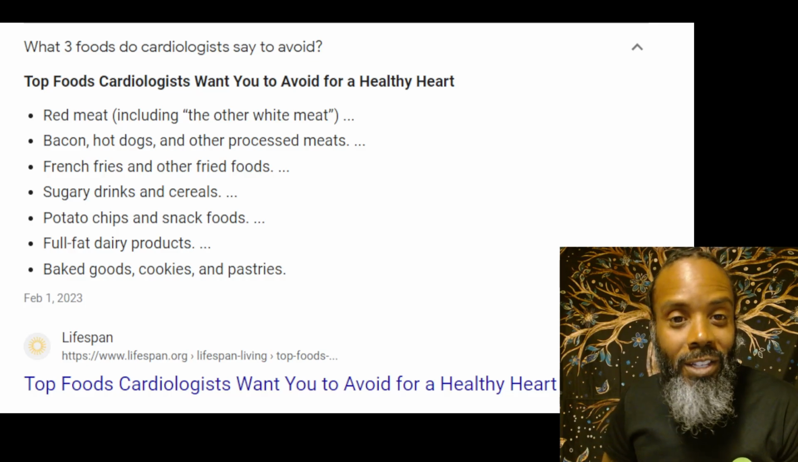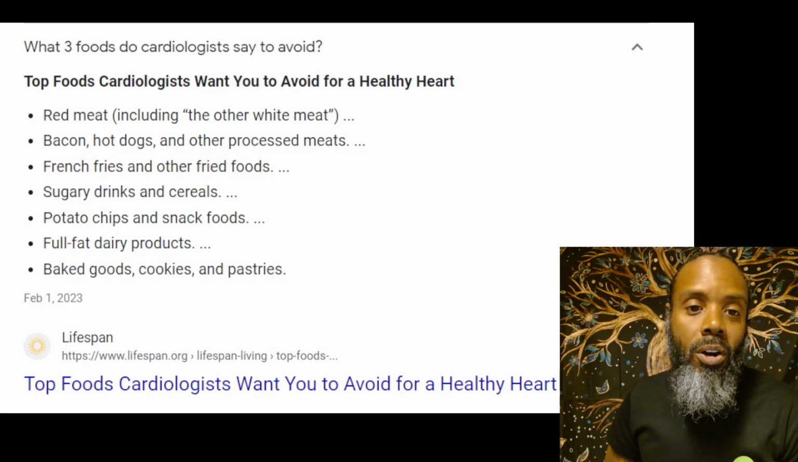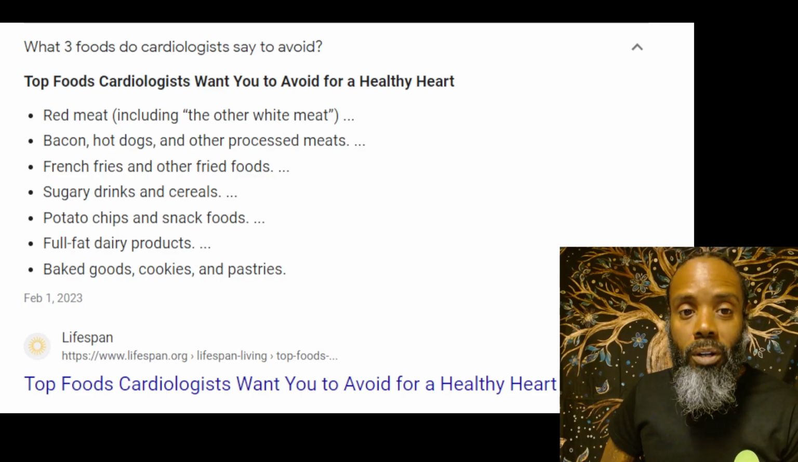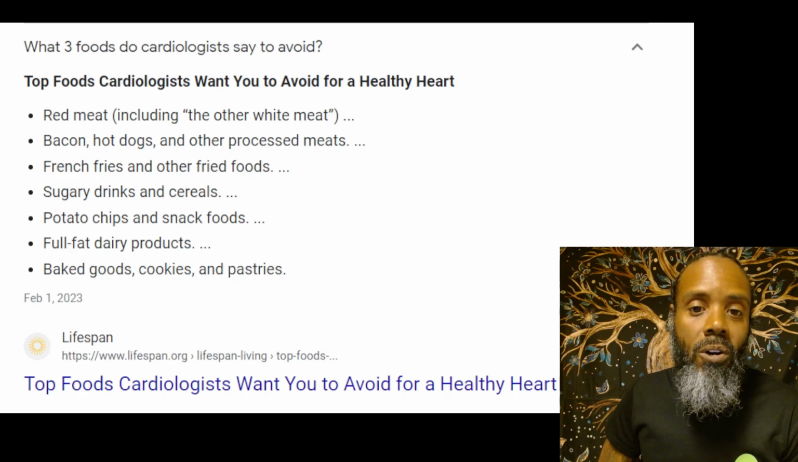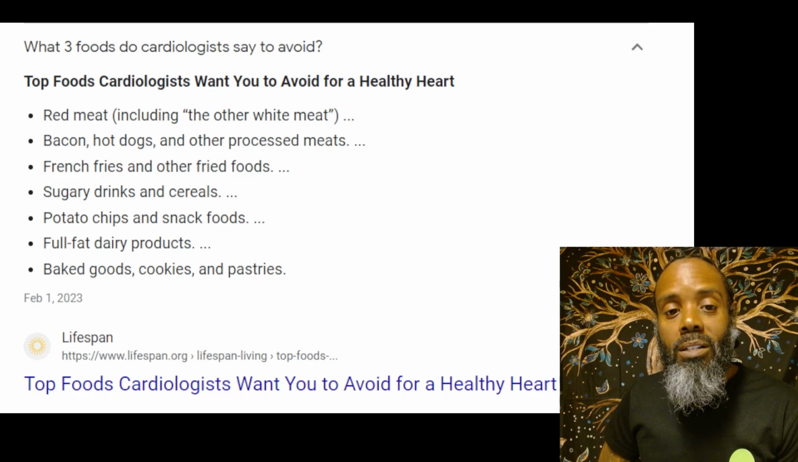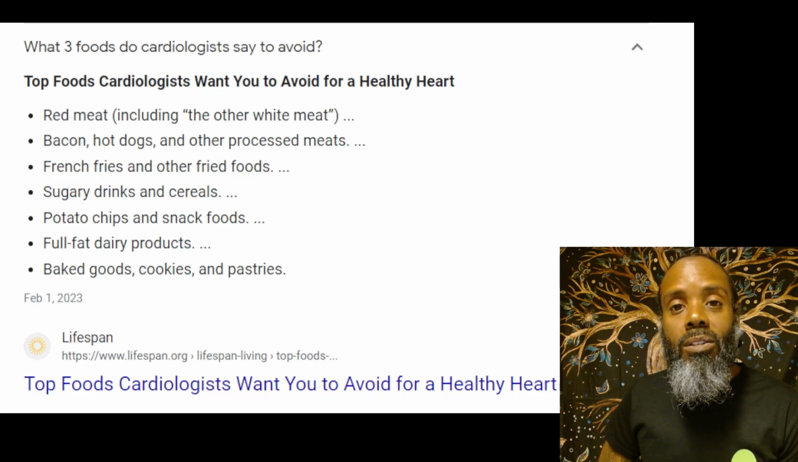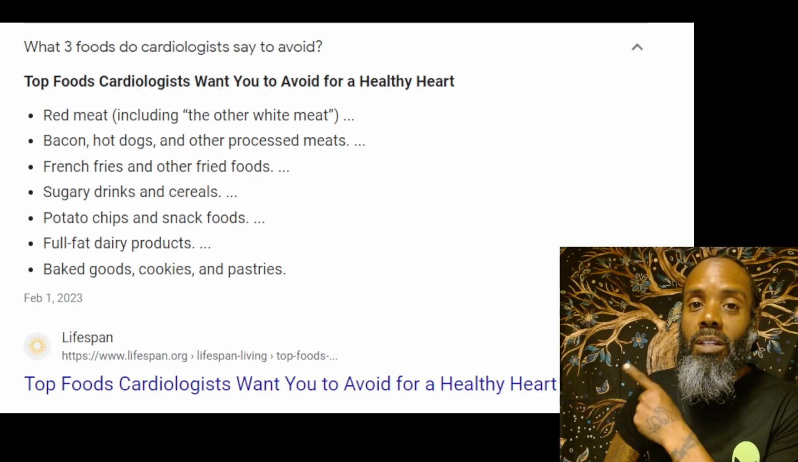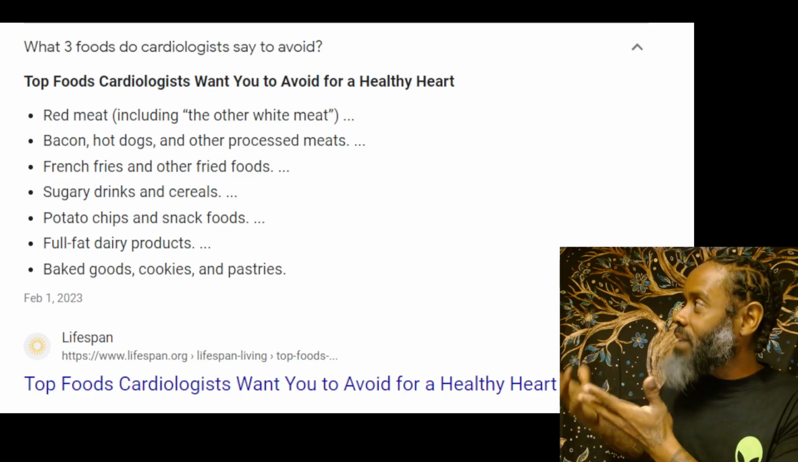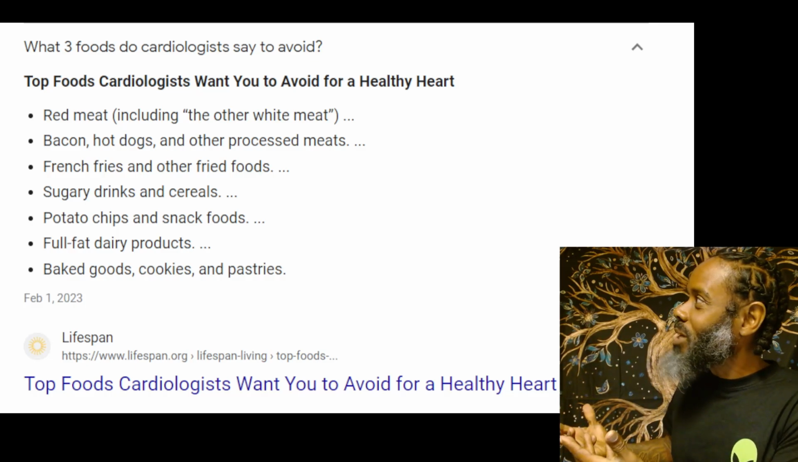Top foods cardiologists want you to avoid for a healthy heart are red meat, including the other white meat, that's pork, bacon, hot dogs, and other processed meats, French fries and other fried foods, sugary drinks and cereals, potato chips and snack foods, full fat dairy products, baked goods, cookies, and pastries. So, just looking at this, you really see the connection. I mean, you see a connection with a lot of things, but I just be stuck on sugar sometimes.